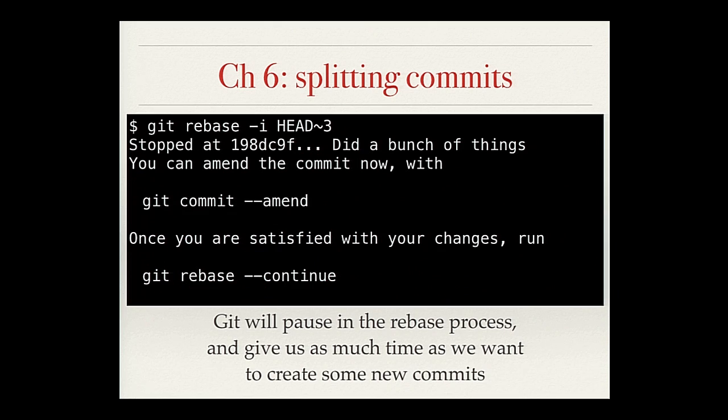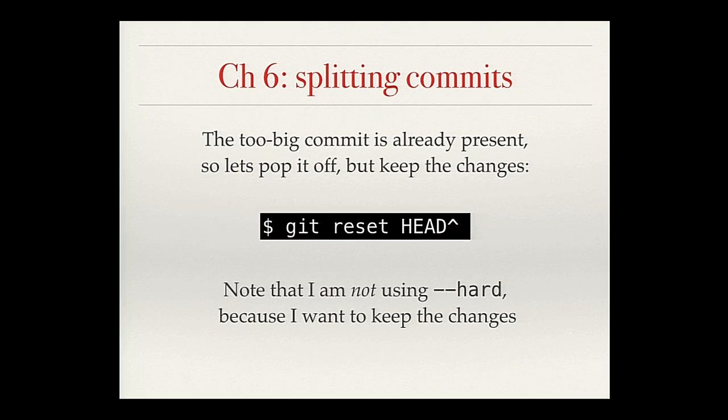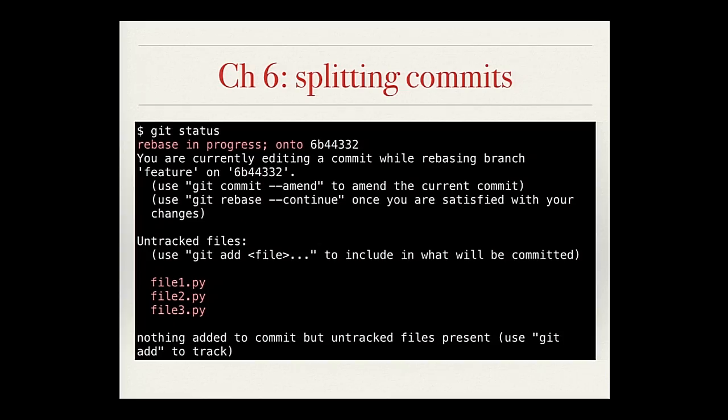So once we've saved that file, then it's going to rebase all the commits up until then, and then it's going to stop. And it's going to say, all right, you've got as much time as you need to make any sort of edits that you want to this commit. So once we're there, we can pop off that big commit, which has already been rebased. So we can just say reset HEAD^. And I'm not using --hard because when you leave that off, it leaves the changes in that commit actually applied on your file system. So all of those changes are there, and if you run git status, you'll see all of those untracked files or modified files all ready to be committed.